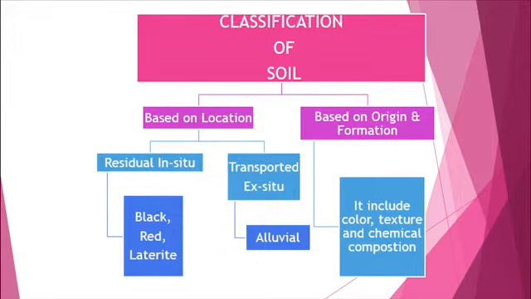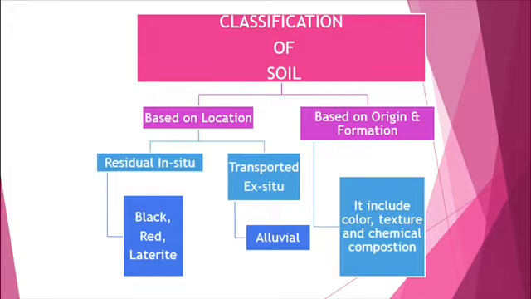For example, basalt rock will lead to the black soil. Metamorphic rocks, the weathering of the metamorphic rocks will lead to red soil, and so on. Whereas ex situ soil, the best example is the alluvial soil. Why? Because this soil is formed by the different agents of erosion, particularly the running water, that is rivers. Rivers deposit their sediments in the plain areas, and alluvial soil is formed.